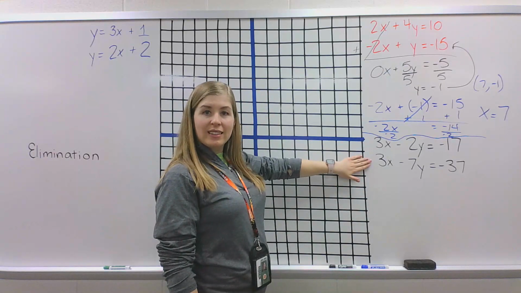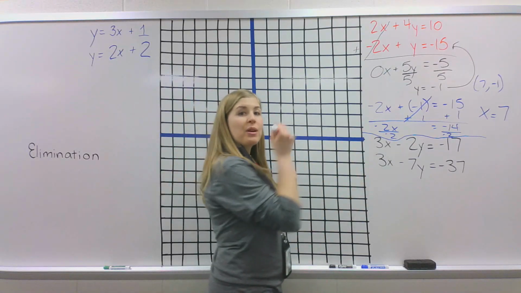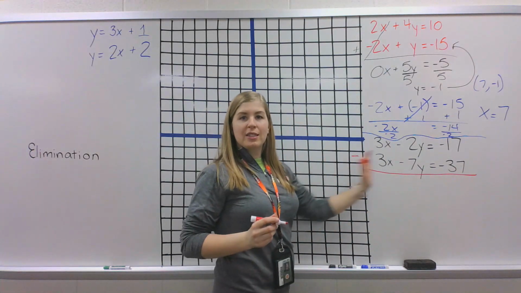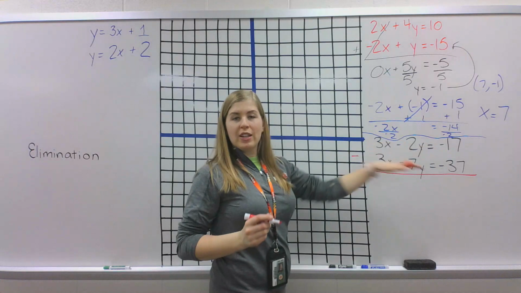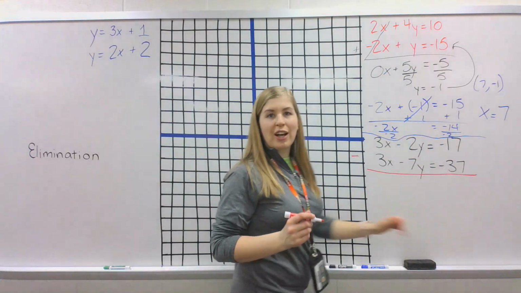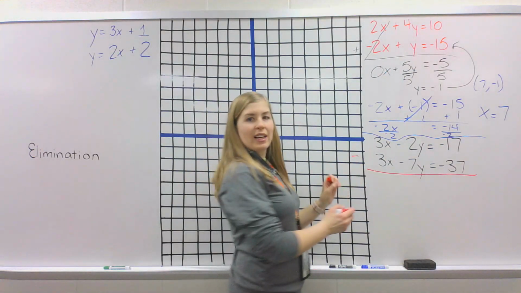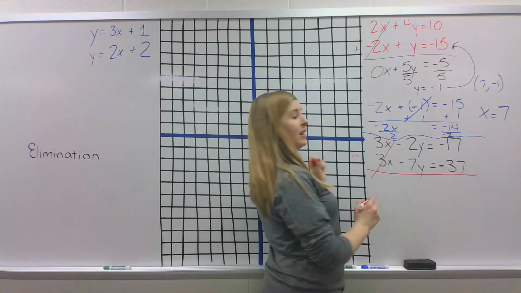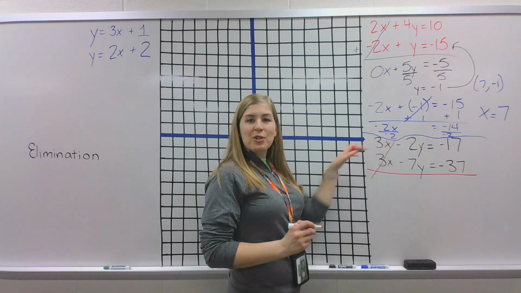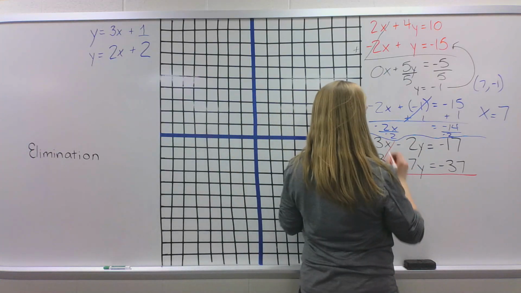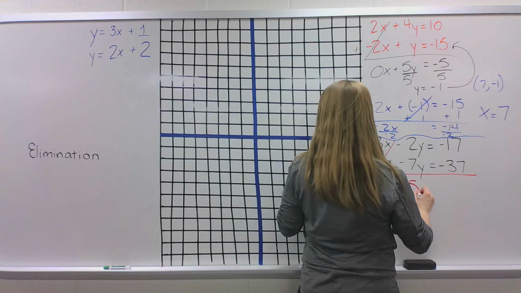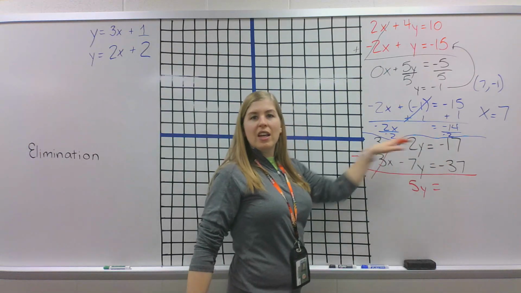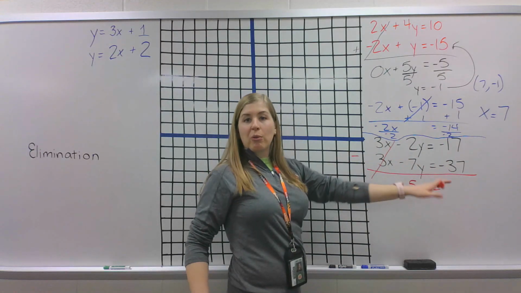So we have 3x and 3x. Those are the same sign. So now we need to subtract them in order to be able to cancel it out. So we're going to subtract everything. Here are our two equations, but we're going to subtract each column. Okay. So 3x minus 3x just cancels out. Negative 2y minus a negative 7y would be negative 2y plus 7y, which gives us 5y. And then negative 17 minus negative 37. A minus a negative would be like we're adding.